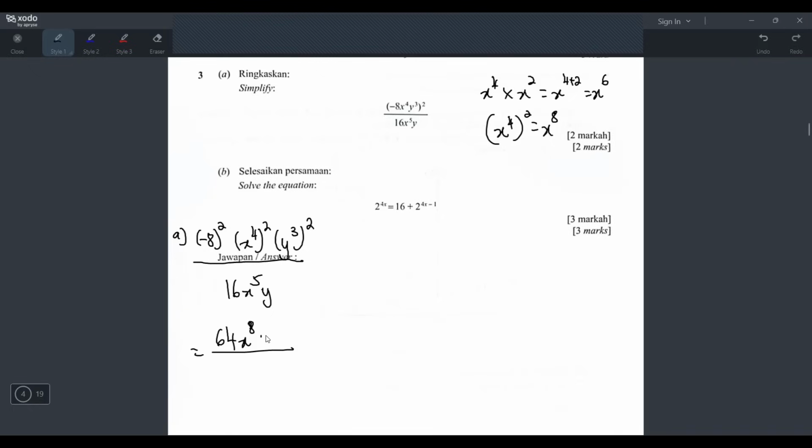So this one is 8. Okay, what about this one? y power 3, power 2: y power 5 or y power 6? Tell me, y power 5 or y power 6? What do we have to do with these two numbers? We have to multiply. So it'll be y power 6. Don't tell me 3 plus 2, 5. No. That one, no.